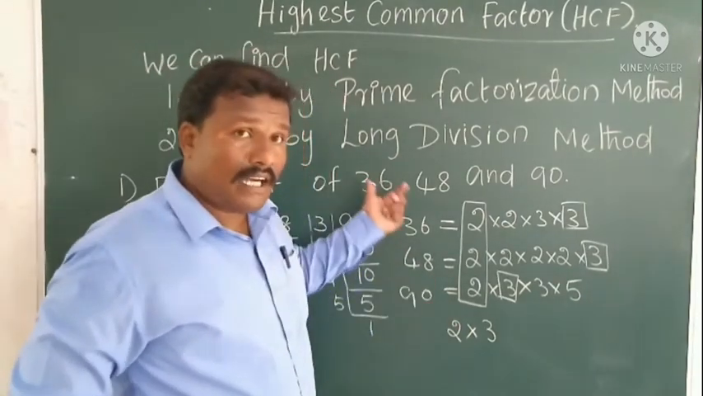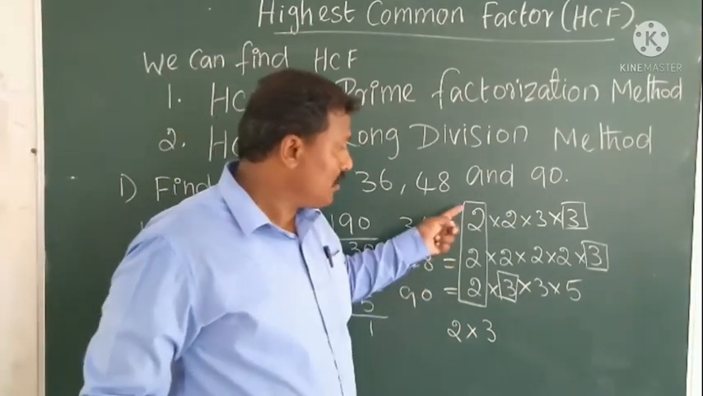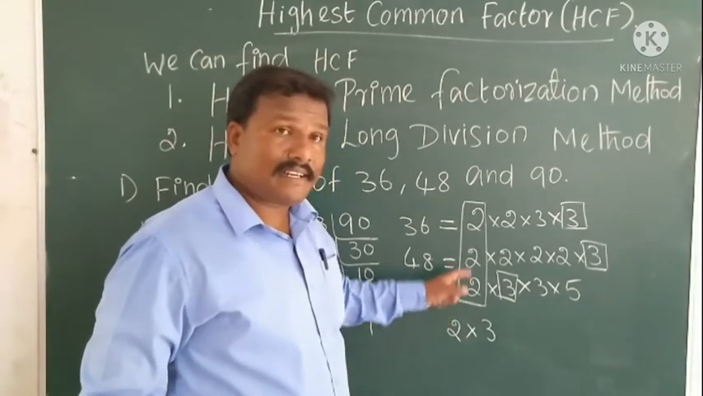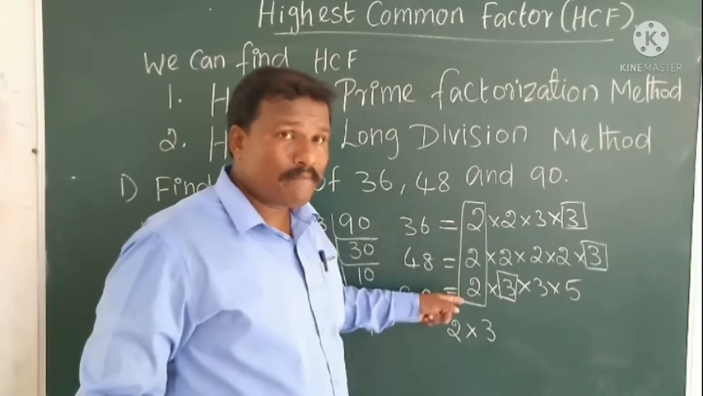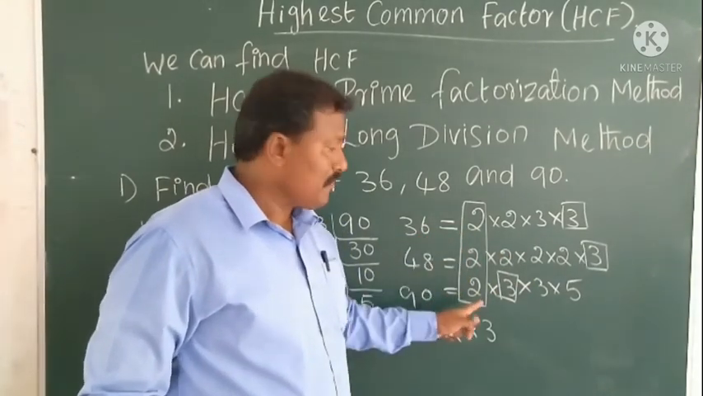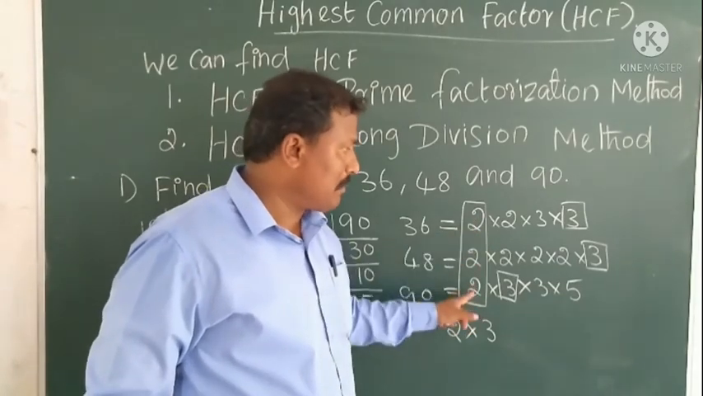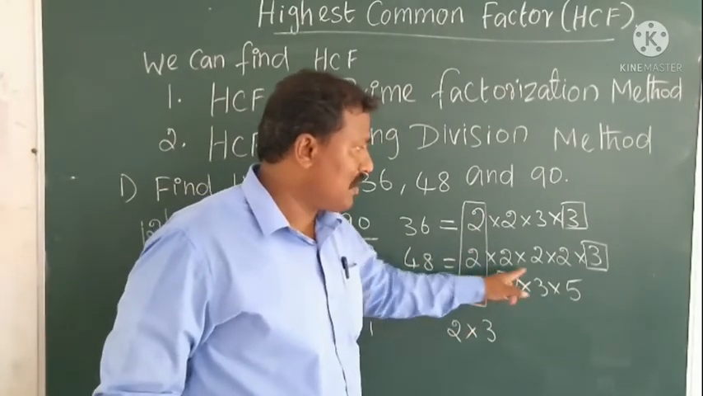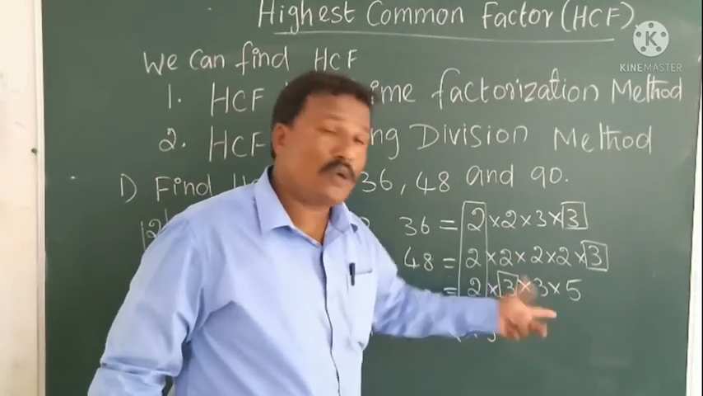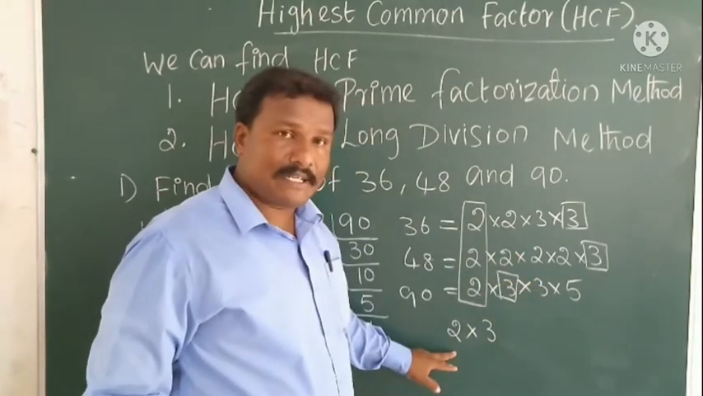See, after collecting all the factors, you have to find the common factors, which factor is placed in all the factor lists. This is the list of 36, 48, 90. Only 1 2 is placed in all the places. Here only 3 2s are there, here only 1 2 is there, here there is no other 2. So only 1 time you can take.